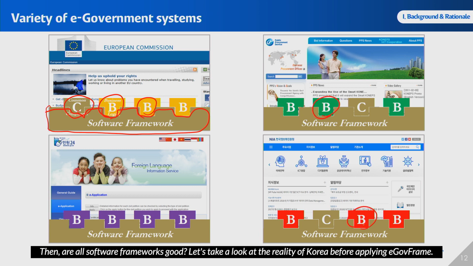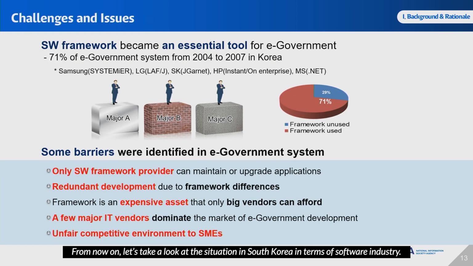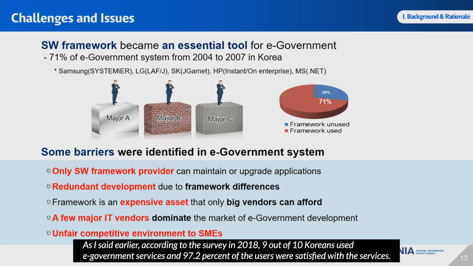Then, are all software frameworks good? Let's take a look at the reality of Korea before applying eGovFrame. From now on, let's take a look at the situation in South Korea in terms of the software industry. As I said earlier, according to the survey in 2018, 9 out of 10 Koreans used e-government services, and 97% of the users were satisfied with the services.